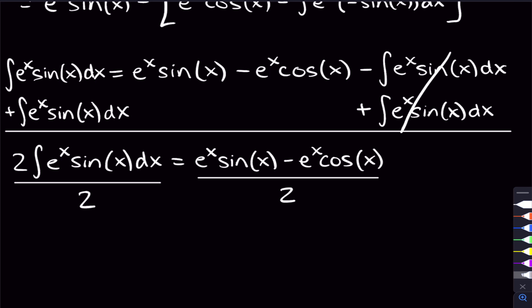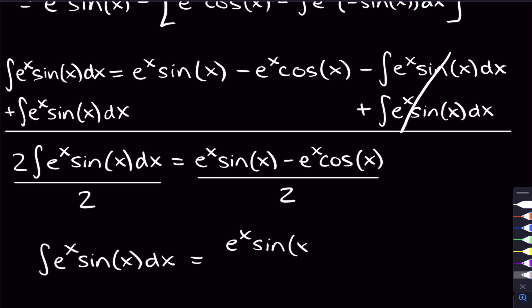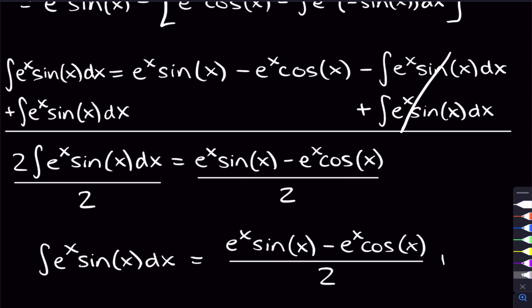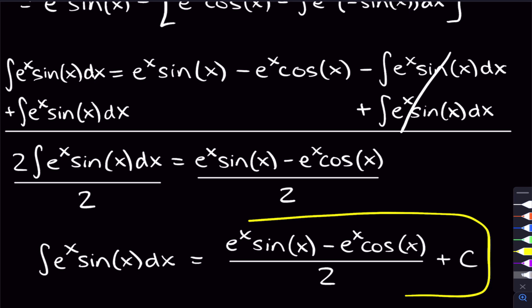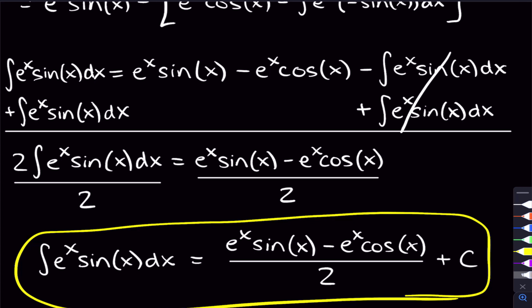And when we do that, we get that the integral of e to the x sine x dx is equal to e to the x times sine of x minus e to the x times cosine of x, all over 2, plus c. And that is our answer for problem 4.